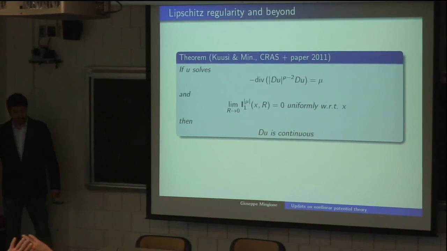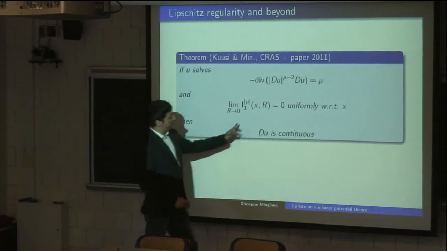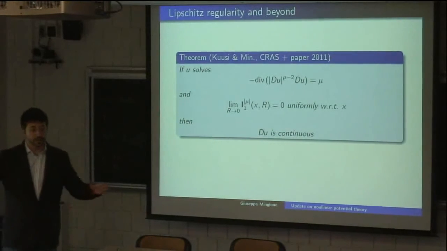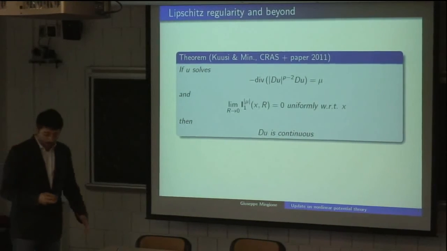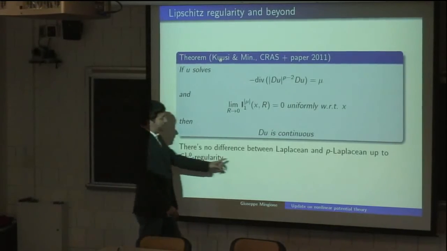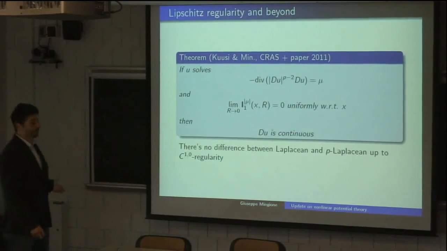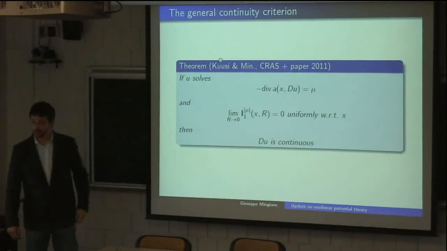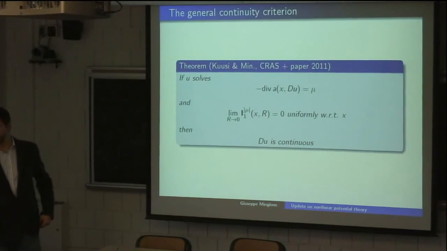If this is always finite, this goes to 0 at every point, and this tells you that the gradient is bounded. But in particular, now assume that this goes to 0 uniformly with respect to x, then the gradient is continuous, because this uniformity, in fact, excludes the formation of singularities somewhere. And so this tells that there's no difference between the Laplacian and the p-Laplacian or whatsoever operator up to this one regularity. And this is quite striking because the operator is degenerate. This also extends to general equations. So up to now, this paper essentially unifies the linear and the nonlinear theory up to one.